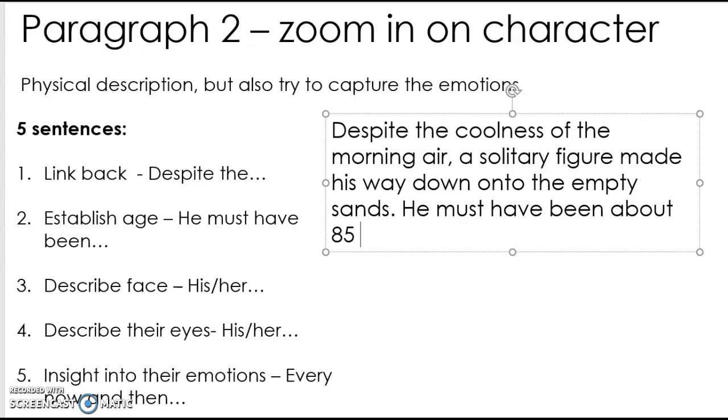Now, because I've said he must have been about 85, I need to say how I know that. The obvious signal here is going to be wrinkles, but I don't want to make it sound like that's a negative. I want it to sound like this is a sign of his wisdom and that he's a really interesting character. And I'm going to again try and use a metaphor, the metaphor of engraved. Rather than saying he's got lots of wrinkles, I'm going to say that they were engraved by time.